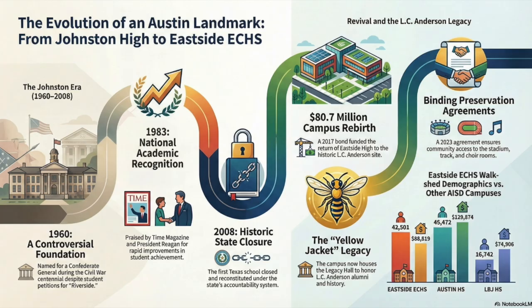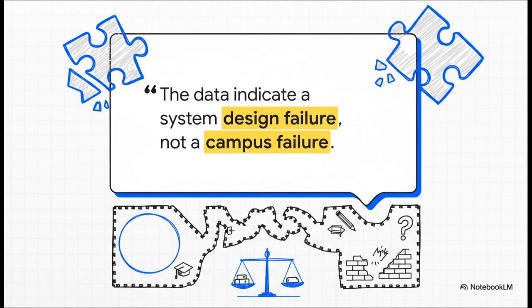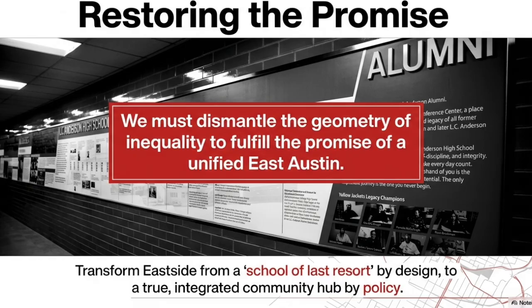They are designed. This is not a campus failure. It is a system design failure. Eastside is not failing. Eastside is being failed. And yet the state of Texas judges Eastside by the same standards as schools built on completely different conditions. So who has the power to fix it? The tools exist. The data exists. The precedent exists. So why hasn't it happened? Was Eastside designed to fail?